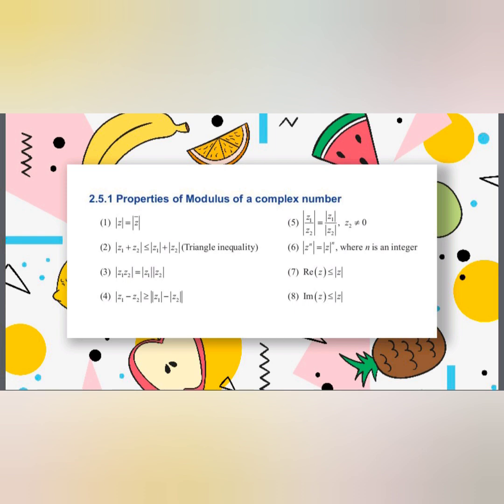Then we have certain properties of modulus of a complex number. We have around 8 properties. All these 8 properties are very important. We'll be making use of them in the sums wherever it is necessary. So you have to go through these 8 properties.